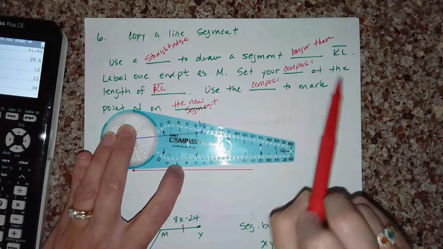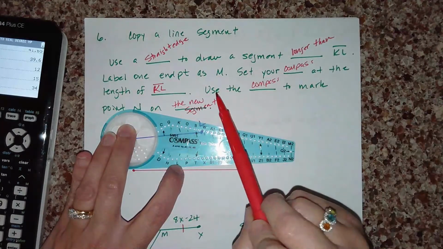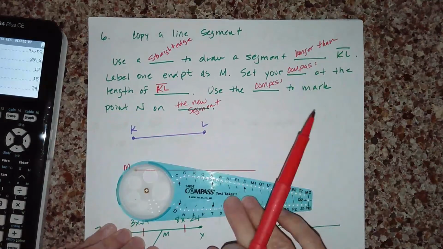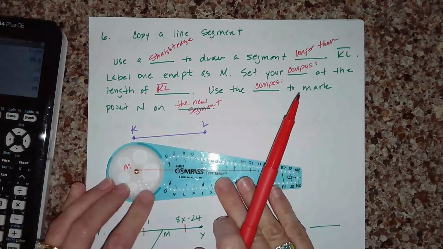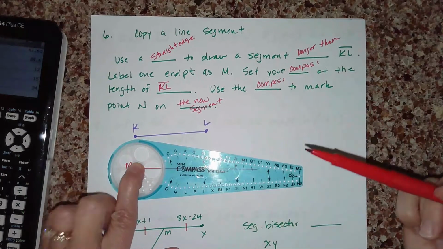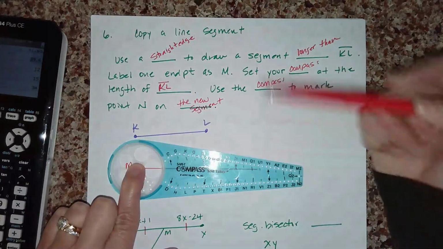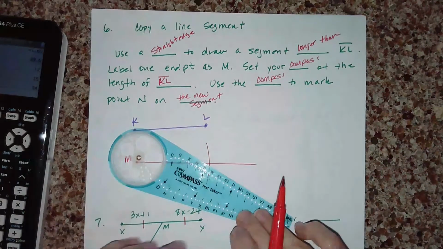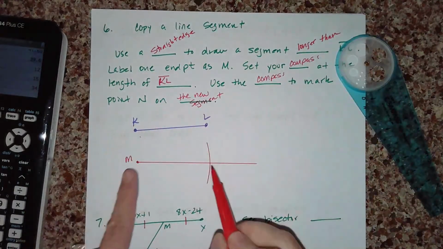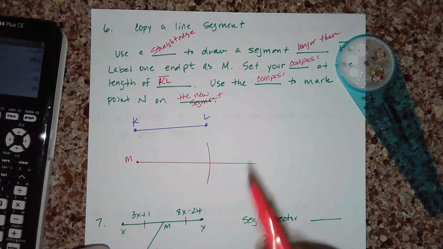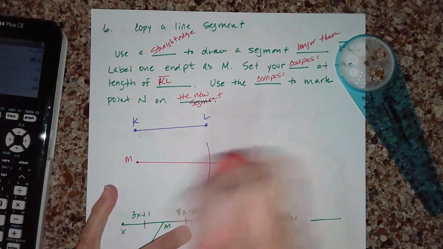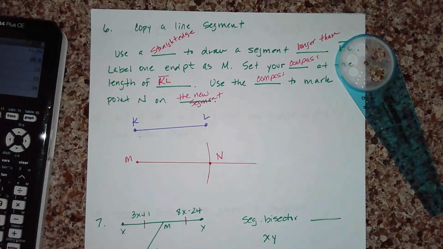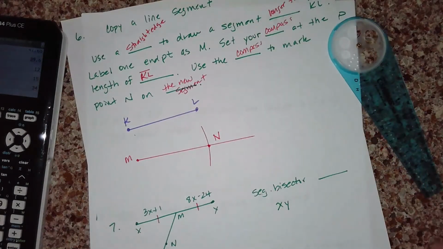So it says set your compass at the length of KL. Use the compass to mark a point N on the new segment. So I'm going to go down here and put my compass at endpoint M, and I knew that I had it at W, and I'm going to make a little arc. So I measured it here, and then I swapped it down here and measured off the length. So I used my compass to mark point N. So here's point N on my new segment. That's how you copy a line segment.